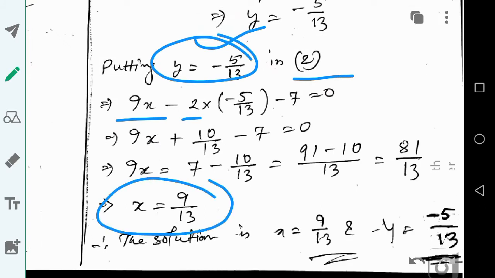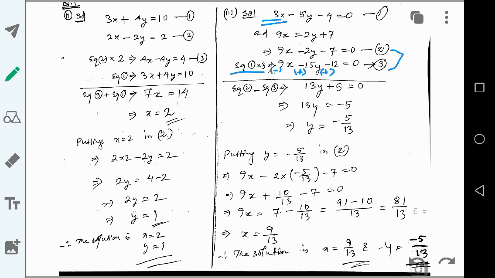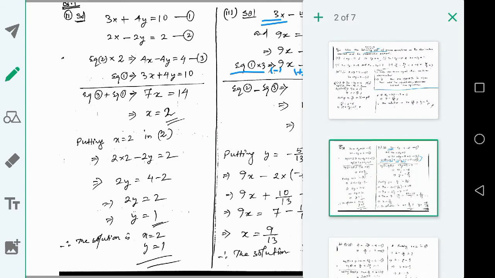So we have got both the values of y and x, so our solution is x is equal to 9 by 13, y is equal to minus 5 by 13. So that's how we can solve these equations. Okay, so if you want to note it, then pause the video. Okay, because I can't wait, so move on to the next.